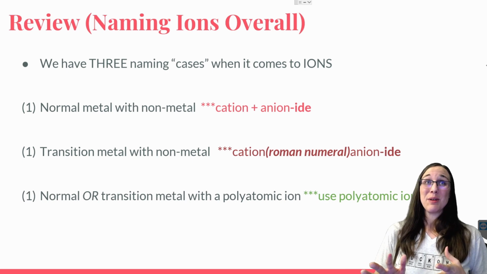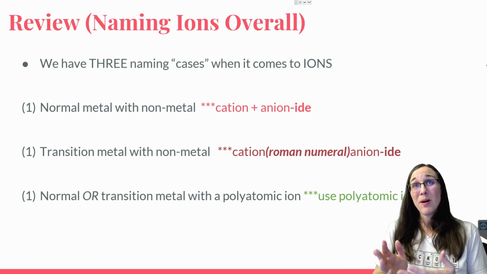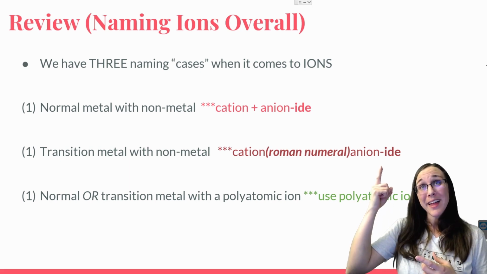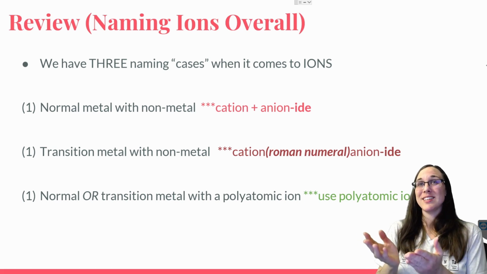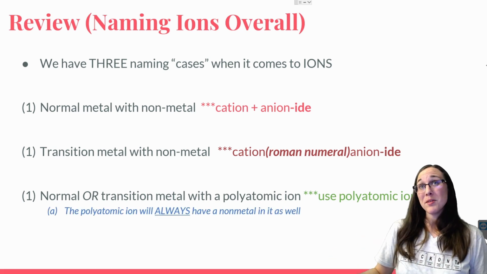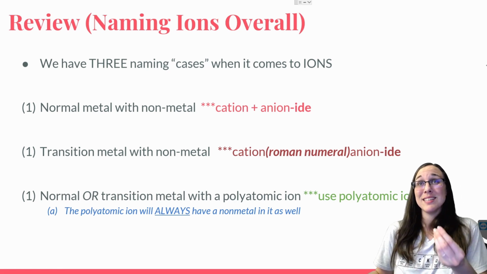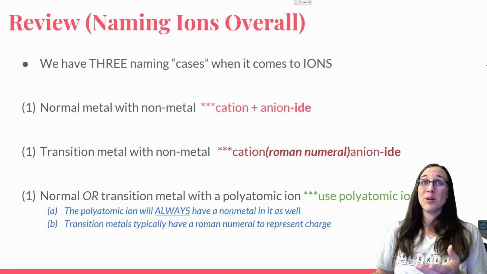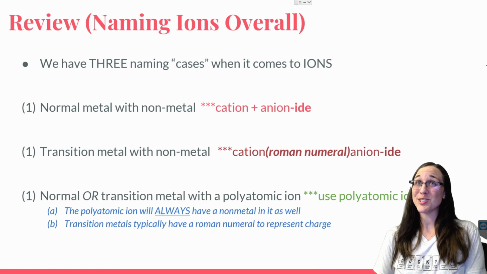And thirdly, we have the option of having a normal or transition metal with a polyatomic ion. For that, you'll have to take this option plus using the polyatomic ion chart to find the name of the polyatomic ion you're looking for. Remember that a polyatomic ion is inherently composed of nonmetal atoms themselves, and the transition metal will always have the Roman numerals to represent its charge. I hope this keeps all your charges straight when it comes to ions and ionic bonding.